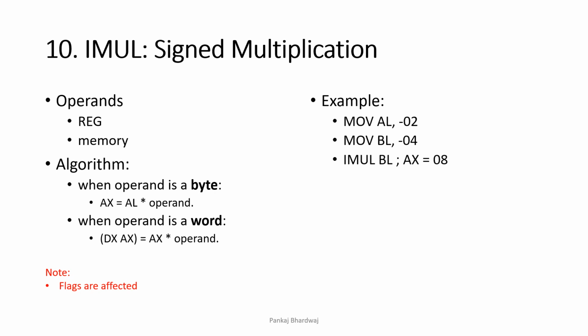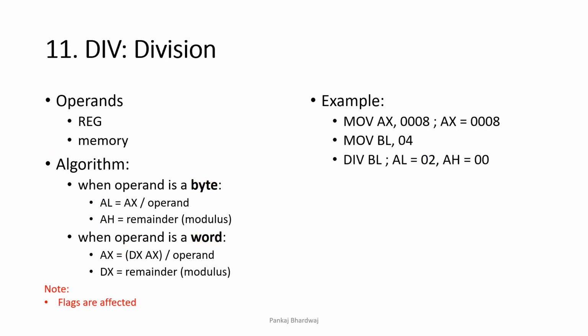Next is IMUL, that means signed multiplication. Operands are classified as register or memory. Again it is the same. When it's a byte, we need to check the result in AX, and it is AL into operand. And when it's a word, that means 16-bit data, then we need to check the result from these two registers combined. So for example, I want to multiply -2 with -4. The result will be stored in AX because it's 8-bit data, and the result will obviously be 8. -2 and -4 will be -8. No, it's plus 8.